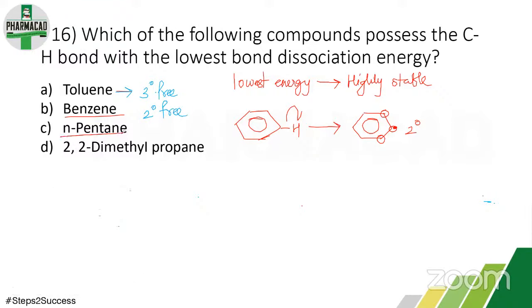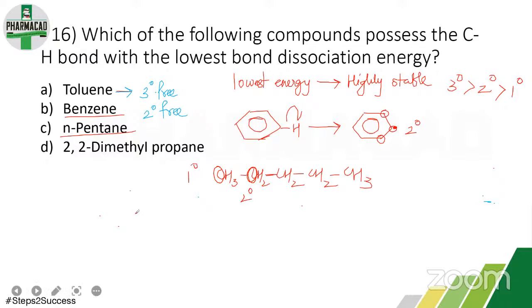Now we will talk about N-pentane. 1, 2, 3, 4, and 5. The stability order of carbon free radical is tertiary, secondary, and then primary. If we homolyze the hydrogen from this carbon atom, we will get the primary carbon free radical. But if we remove hydrogen from this carbon atom, we will get the secondary free radical.